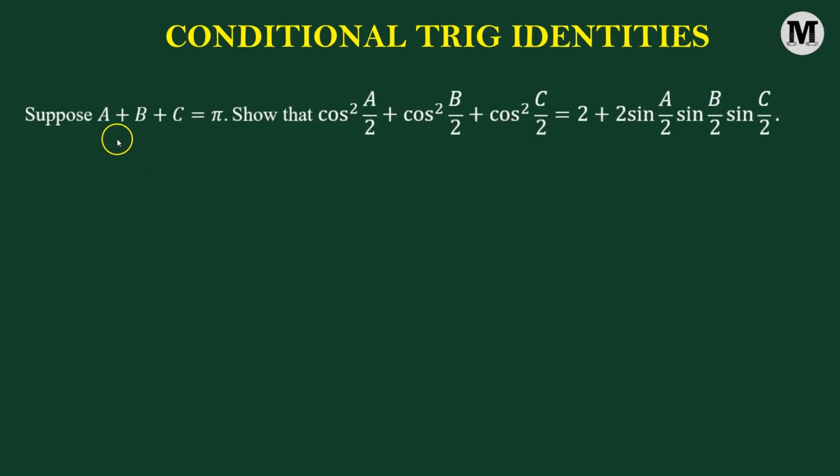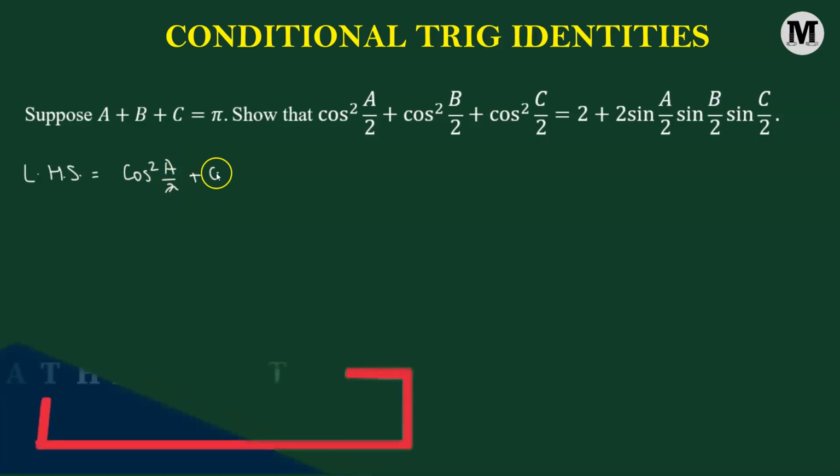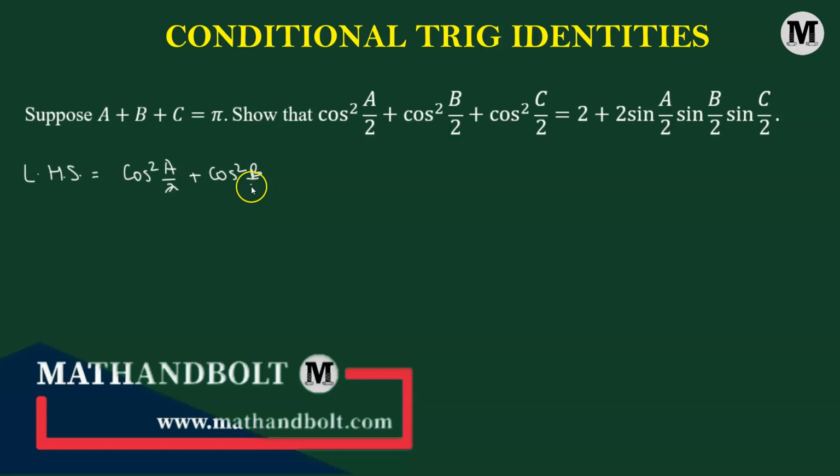So here in this problem, we have a given condition that A plus B plus C equals pi radians. We need to prove the following. Let us begin. We'll start our proof from the left hand side, where we have cosine squared A over 2 added to cosine squared B over 2 added to cosine squared C over 2.